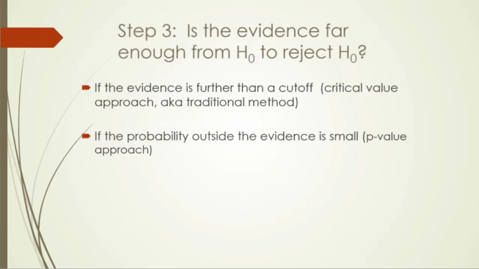After we calculate the test statistic, a relative distance measure between the evidence and the null, we want to be able to say whether evidence is far enough away from the null to reject the null. There are two different approaches here in step 3. One approach is called the critical value approach, in which we find a cutoff value. If the evidence is further than the cutoff from the null, we would reject the null. The second approach is called the p-value approach, in which we calculate the p-value, which is a probability outside our evidence. If this probability is small, we would also reject the null.